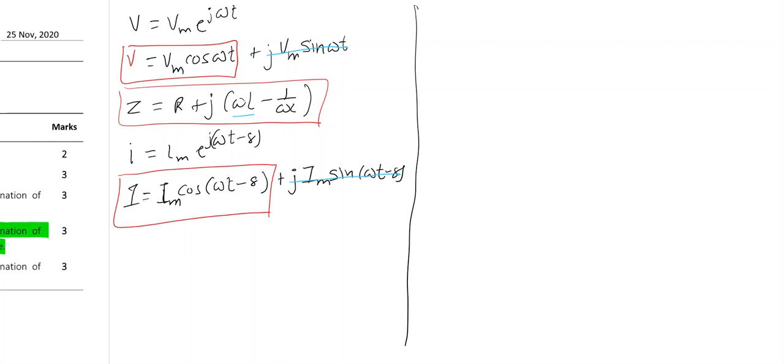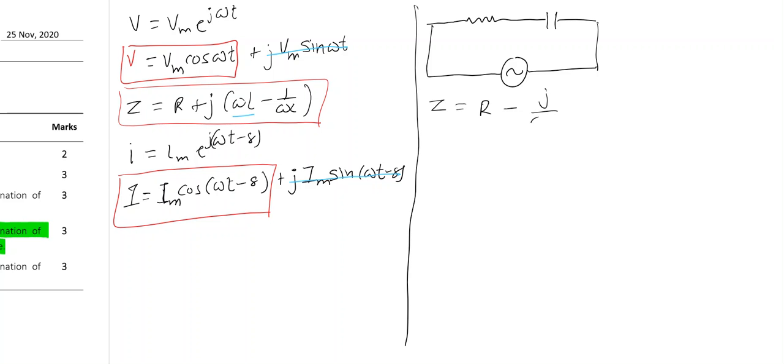Which circuit are we talking about? We are talking about a circuit where we have a resistor connected with a capacitor in series, and this combination is connected with a source of alternating voltage. For this circuit, I should be able to write Z as R minus j by omega C. There is no inductor, so I don't need that term. Now, how do I find mod Z? How do I find delta? To derive the equation of current, we need delta.